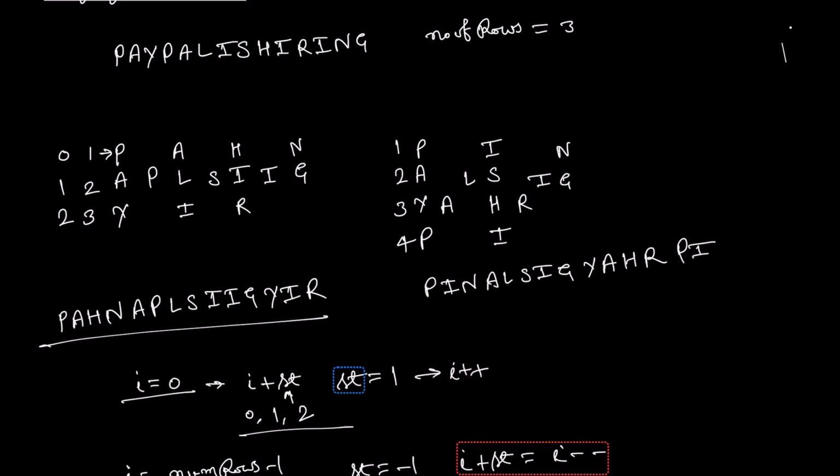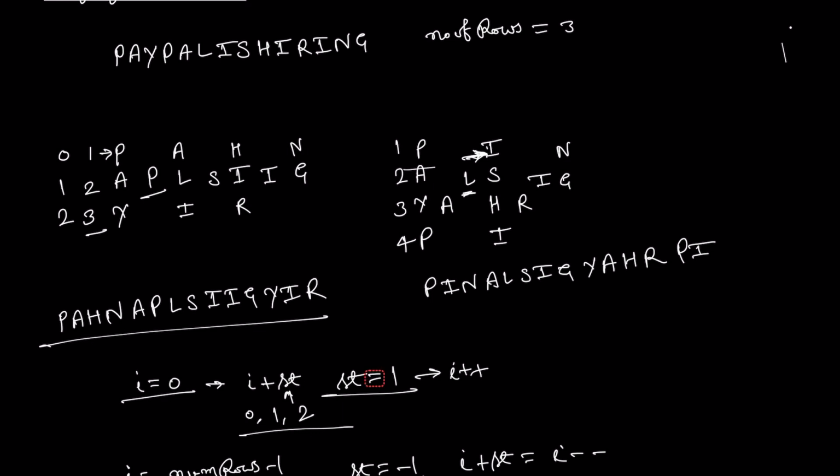So see here, if it goes to the third row, then the row number will decrease by one, and in two rows again the row number decreases. As soon as it goes to the first row, then st will be 1, and for the last row st will be -1.